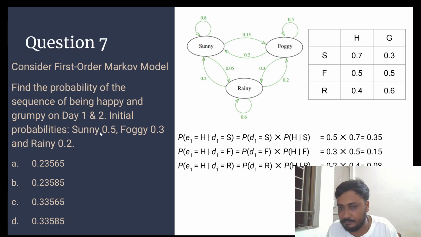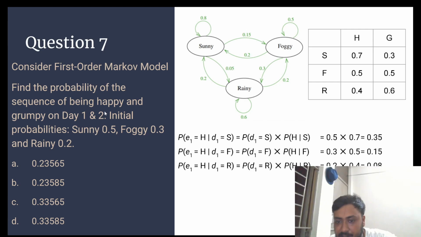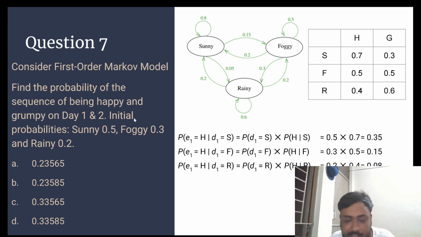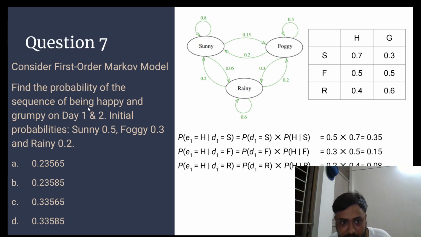So this will take a bit of time, so I'm just walking through it slowly. They are saying to find the probability of the sequence. So there is a sequence of emotions. What is the sequence? Happy and grumpy on day 1 and day 2 respectively. There is no more today, tomorrow, day after tomorrow. There are just day numbers. So there are 2 days, day 1 and day 2.